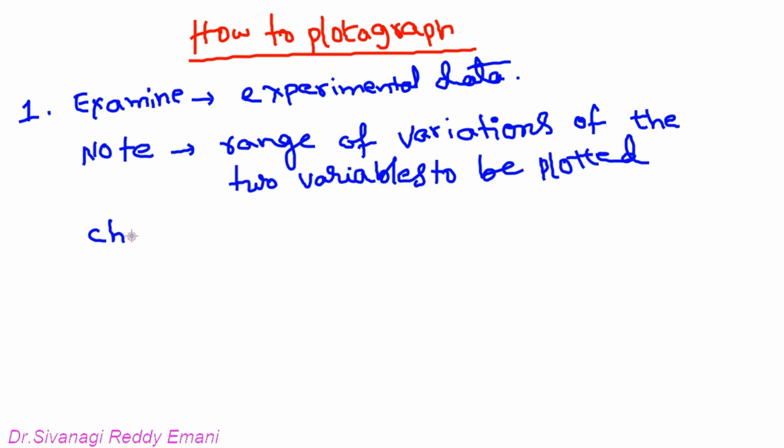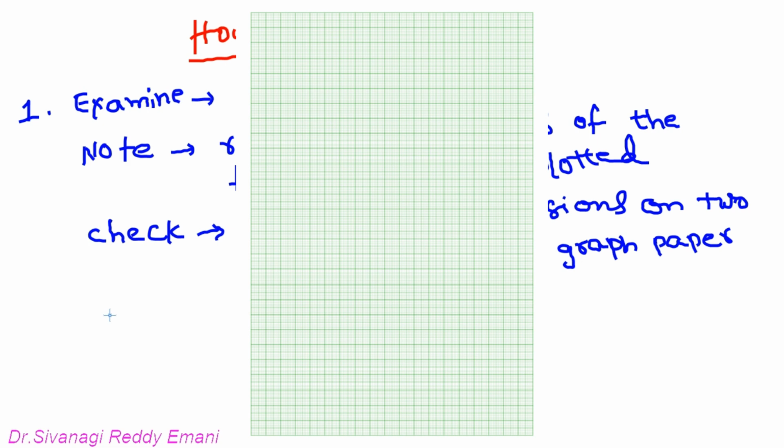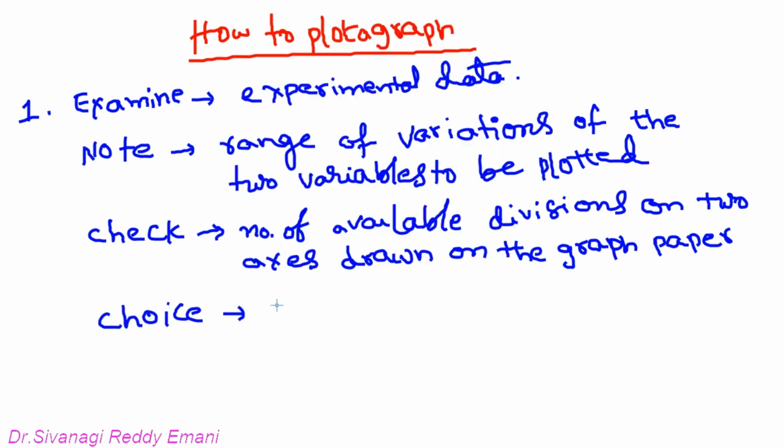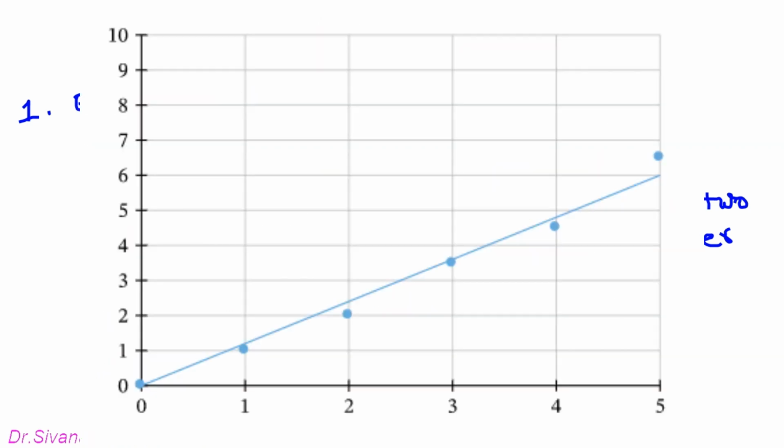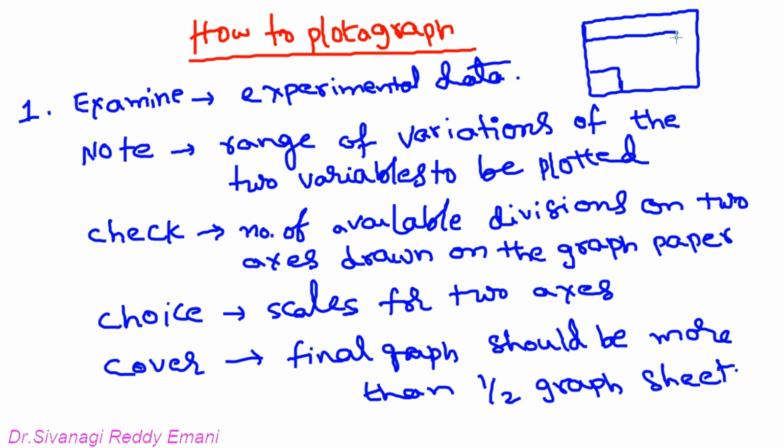Next, the third one: check the graph sheet, the number of available divisions on the two axes on the graph paper. Then we have to make a choice of scale for the two axes. Whenever we are drawing the graph, make sure the final graph covers the entire graph sheet. Always try to draw the graph so that it covers at least more than half the region. Readjust the scale, and the graph will come.